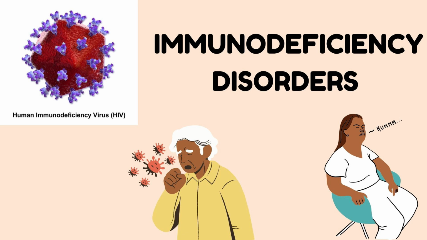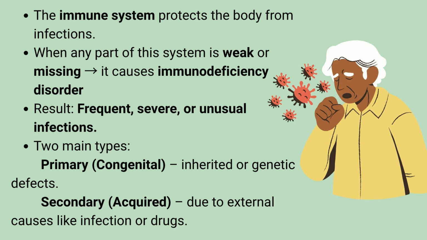In today's video, we are going to discuss immunodeficiency disorders. Our immune system protects us from infections caused by bacteria, viruses, fungi and parasites. When this defense system does not work properly, the body becomes more prone to infections, either because the immune system is weak or missing components. This is called an immunodeficiency disorder. It results in frequent, severe or unusual infections.